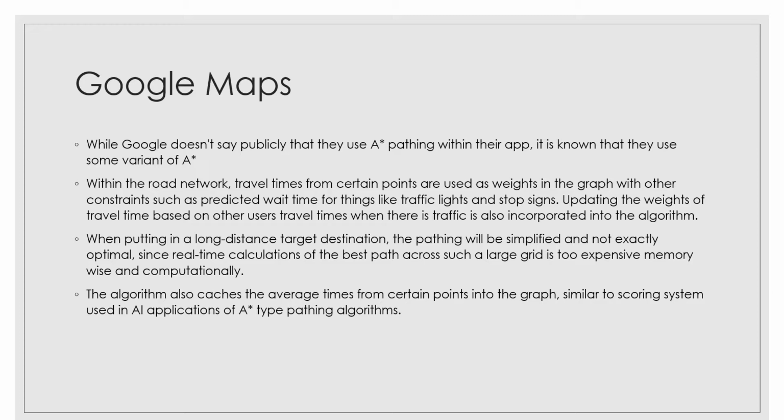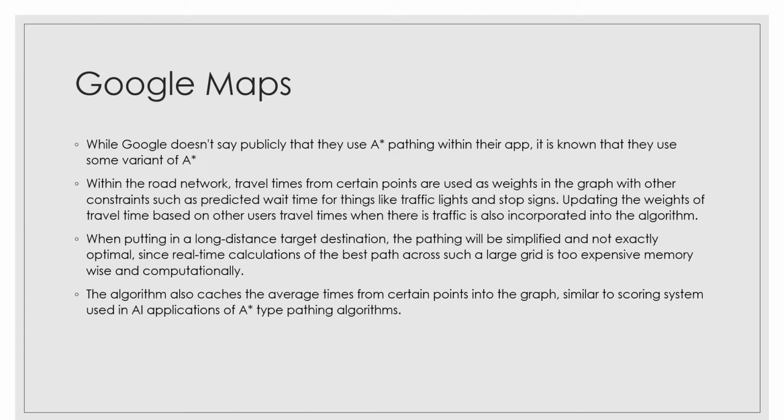And within a road network, the travel times from certain points in the graph are assigned as weights, and they're used to predict certain wait times, whether it be with traffic lights or stop signs or other stuff like that. And updating the travel time based on users' travel time is usually incorporated in the algorithm. Most mapping apps do that, like Waze and Google Maps, as I said. So you get current time of the waits between certain points.